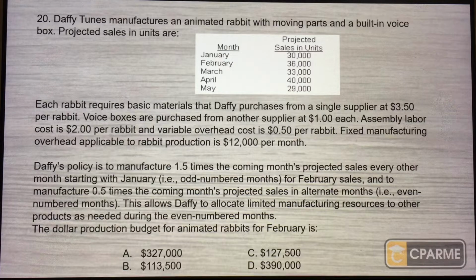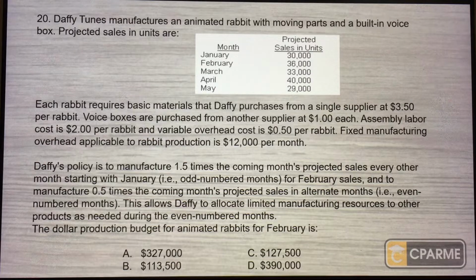Fixed manufacturing overhead applicable to rabbit production is $12,000 per month. So we just need to add all the cost for materials and then the labor and then the overhead, both the variable overhead and the fixed overhead, since production budget yung ina-ask sa problem. So the only thing that we need to know is what will be our basis or what will be the base.